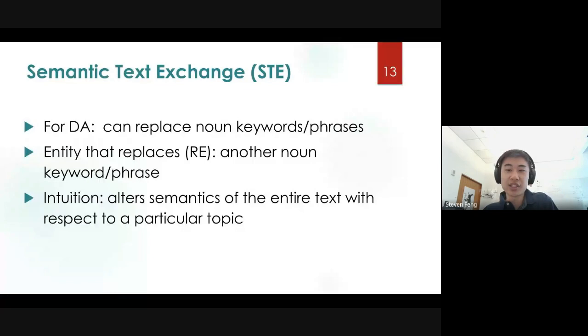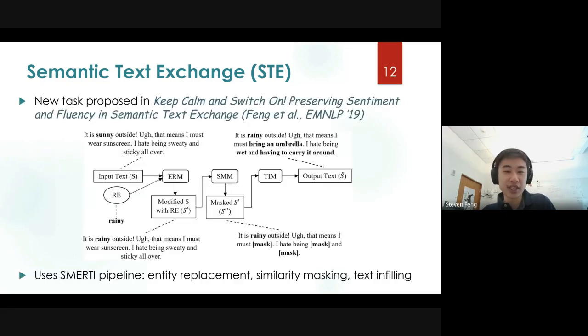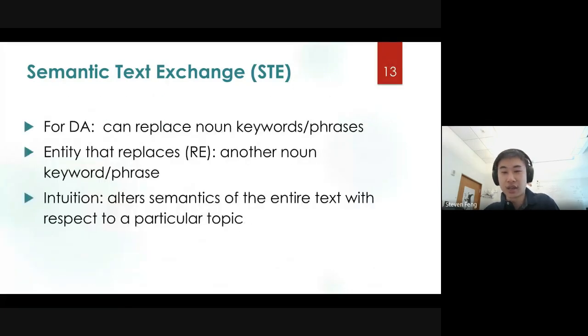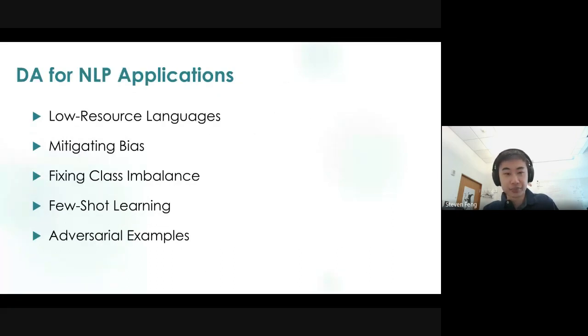So for data augmentation specifically, you can think of doing this in order to alter semantics of the entire text with respect to a particular topic to produce augmented versions of a piece of text which differ in terms of semantics. For example, you can replace noun keywords or key phrases with other keywords and key phrases. That has actually been investigated in a later work called GenAug, which we'll also be talking about further on.